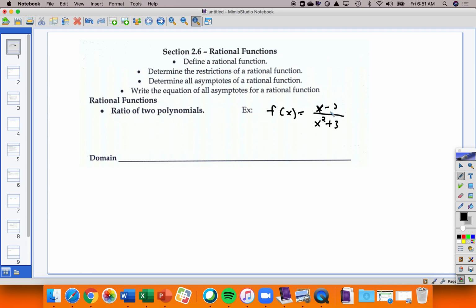And what you'll notice in rational functions that's very different from just looking at polynomials is the domain is often restricted. That means that there are values that we're not actually able to input into the function for a variety of reasons.